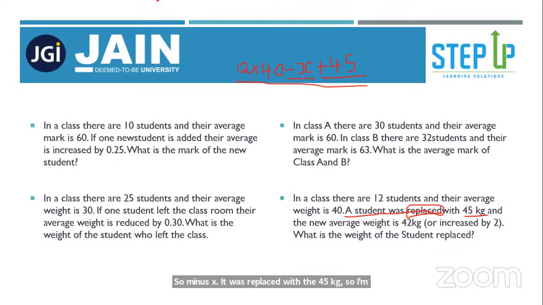Clear with that? Question: 12 students, average weight was 40, so 12 into 40. One student replaced, that means he's taken out and replaced with 45. Clear? Now how many members are there? Same 12 members, no changes. Yes, 12, I'm sorry. So there is no change in the student count. 12 into 42, the new average is 42. That means because of the student who came in, the average has increased by 2.